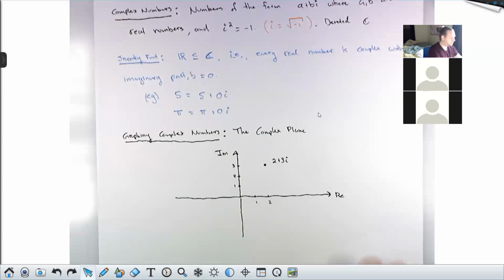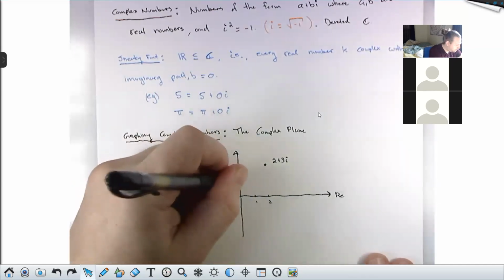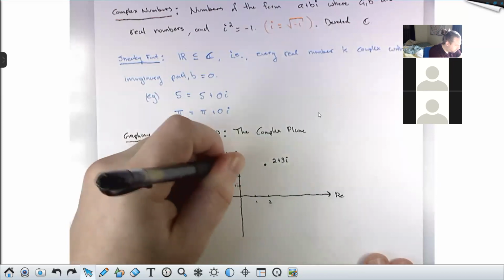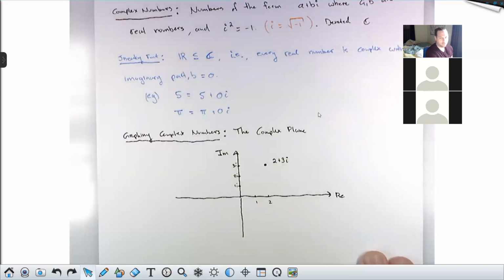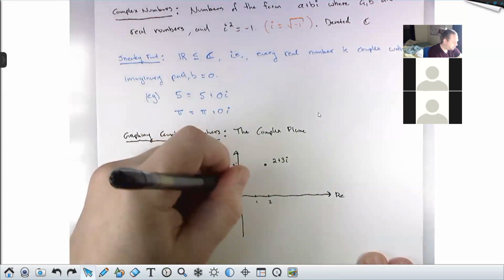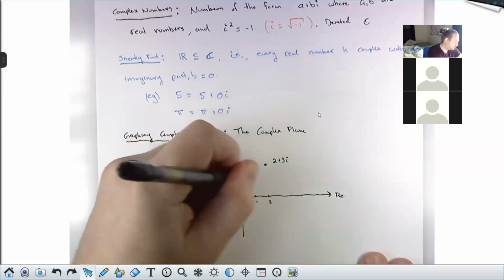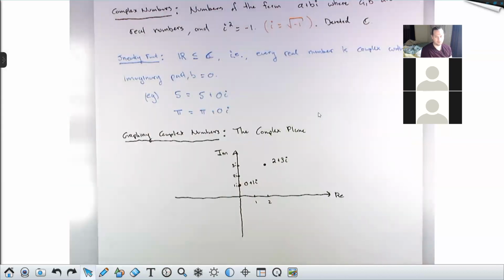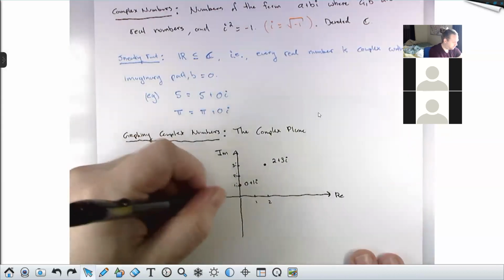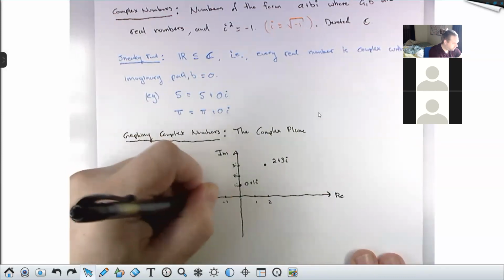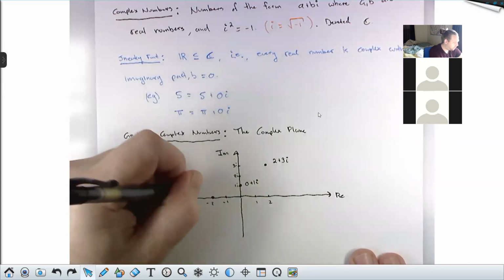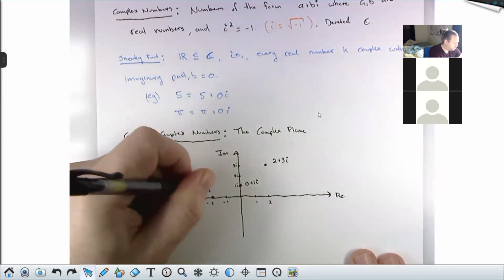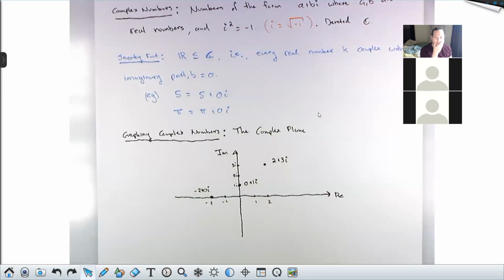The number i itself, I should call this 1i, 2i, 3i. The number i itself is right here. So this would be 0 plus 1i, or just i. The real number -2 is over here. This is -2 plus 0i. I think you're starting to get the idea, right?